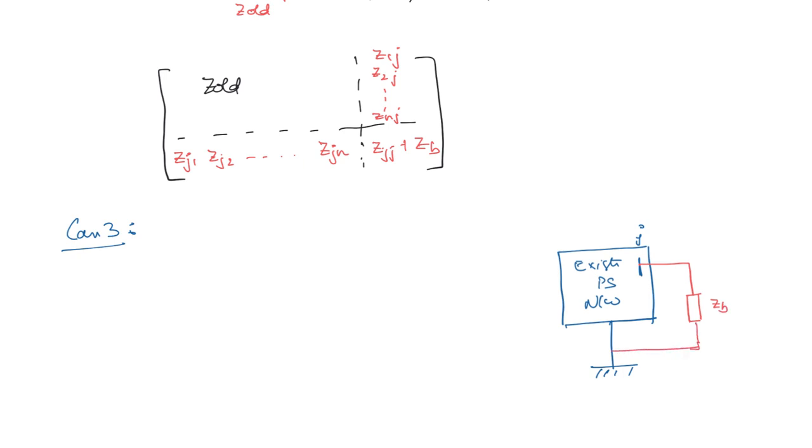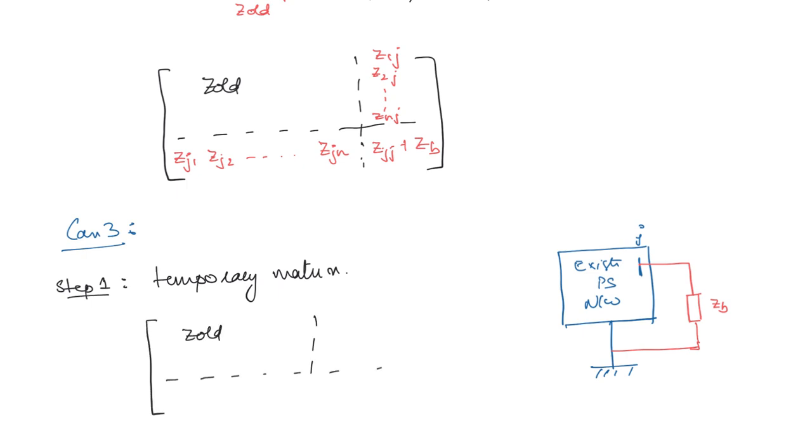Now in this case it is going to be a little more complex. Every element is going to change. So first we are going to take a temporary matrix. The temporary matrix is pretty straightforward, there is no confusion here. Z old will be as it is and a new row and new column will be added. See, there is no new bus here, but this is a temporary matrix, so we are making use of a new row and column.